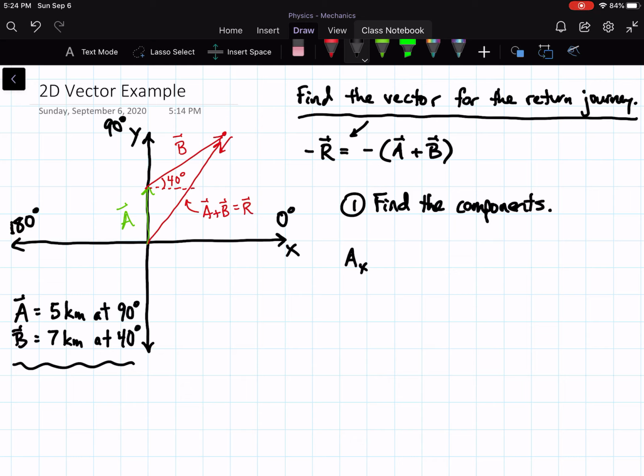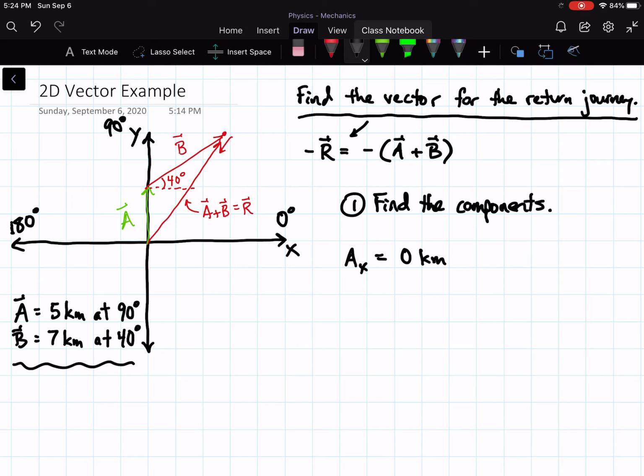A sub x, the x component of A. What's that going to be? Well, we can actually just write it down, right? A is completely along the positive y-axis, and so there can be no x component. As for why that must be, let's look at the more general equation for finding the x component of a vector.